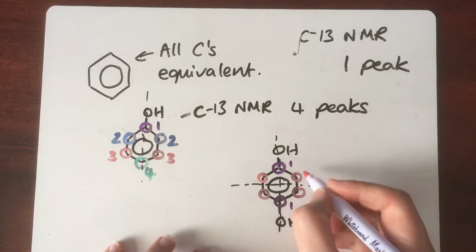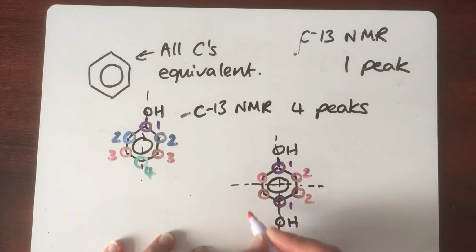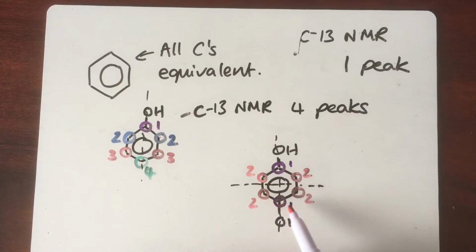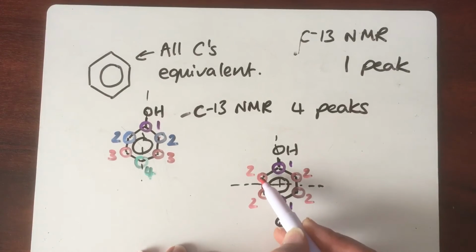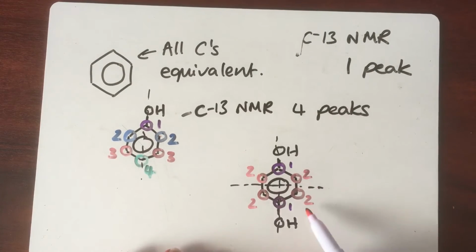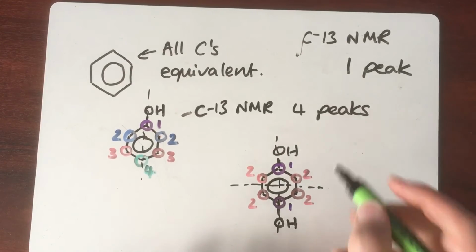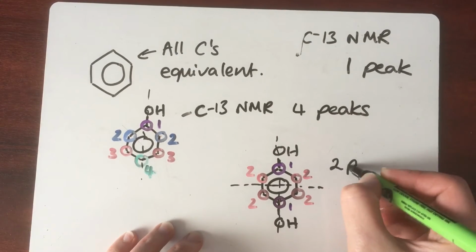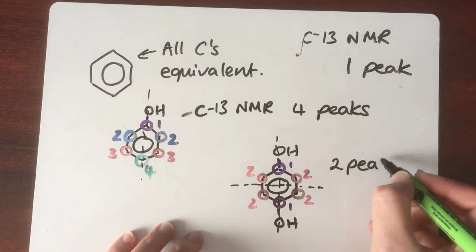Each one of those, let's just call them carbon environment number 2, each one of those carbons is attached to a carbon with an OH group attached and a CH with the rest of the ring attached. Those are all exactly identical to one another. So that particular compound would only give you 2 peaks on a carbon 13 NMR.